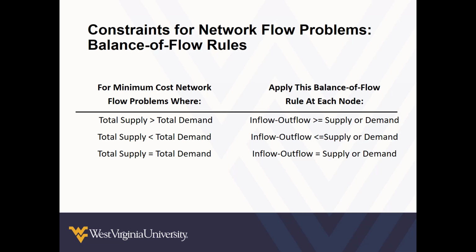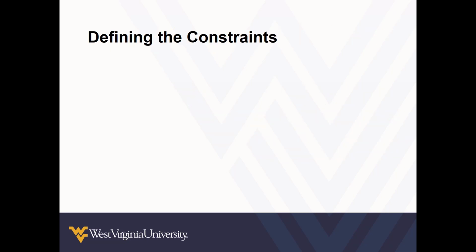Depending on the scenario, you will consider a different balance of flow rule at each node. In this specific scenario, we have a little bit more supply than demand. So we would use that first balance of flow rule, where the inflow and outflow is greater than or equal to the supply or demand at each one of the nodes. So let's take a look at our constraints.